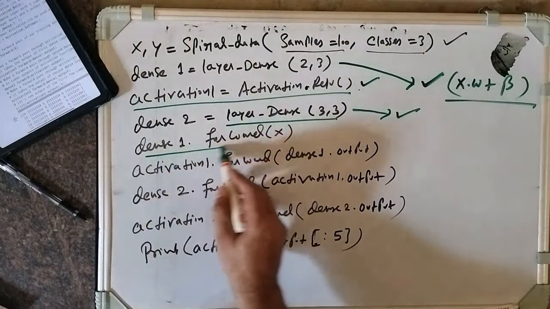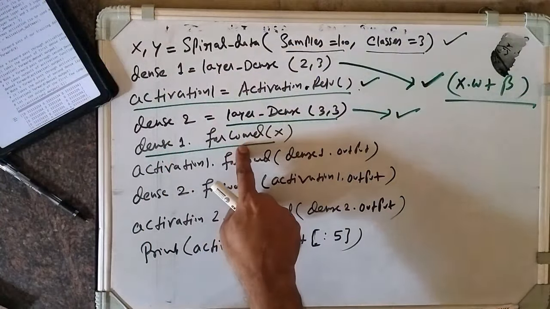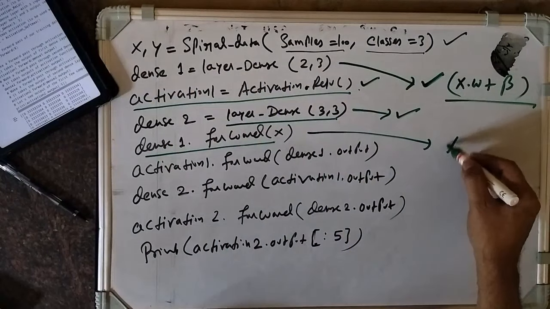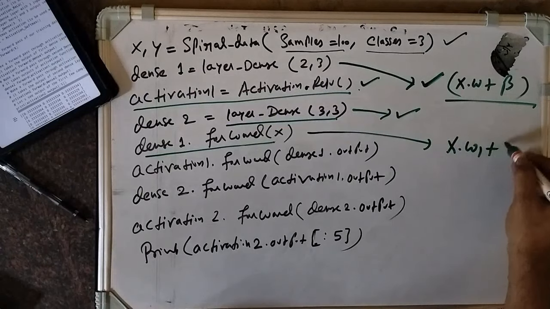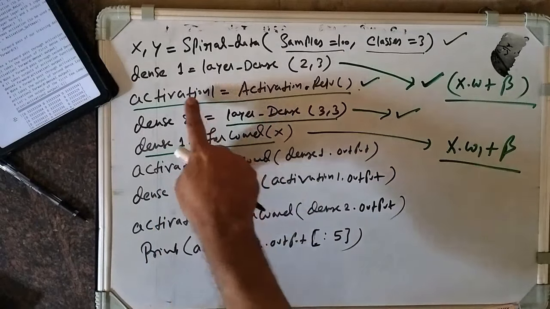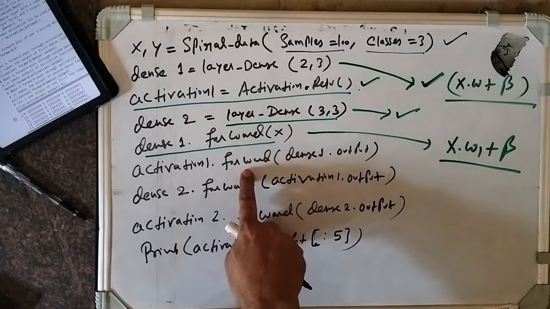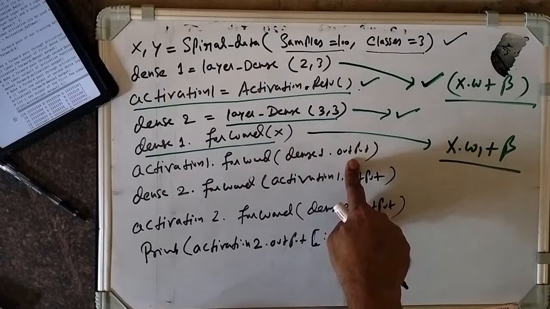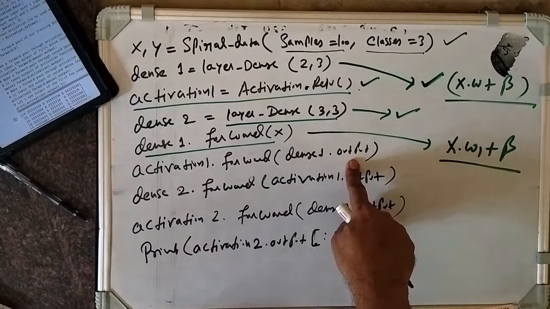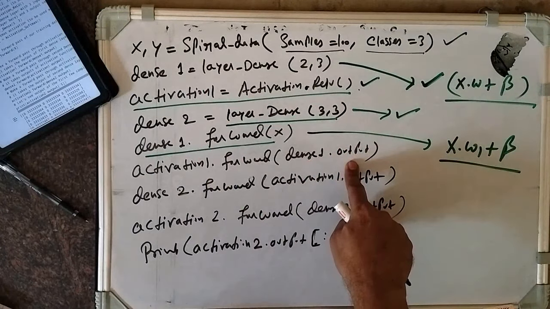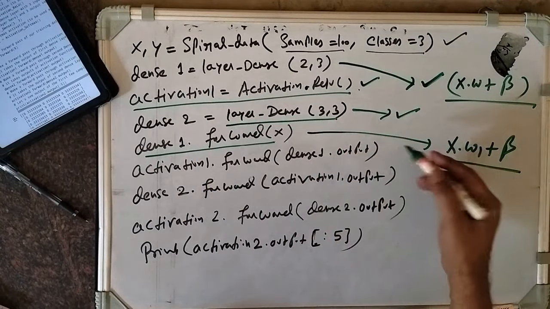Again I am writing dense 1, and in dense 1 I am using the forward pass. What is the meaning of this? This is x dot w1 plus beta. Then activation 1, what is activation 1? This dot forward pass, I am using dense 1 and output. The meaning of this is that the output of dense 1 will be applied to the ReLU.